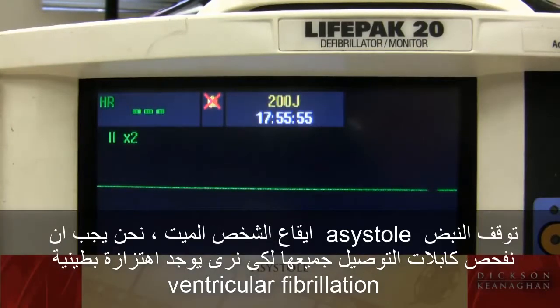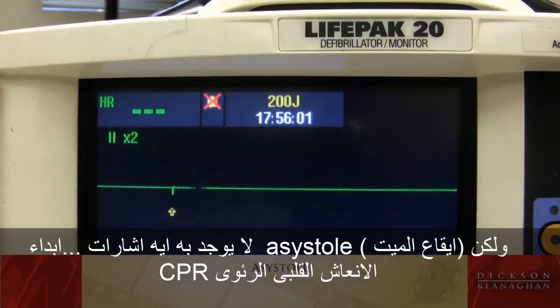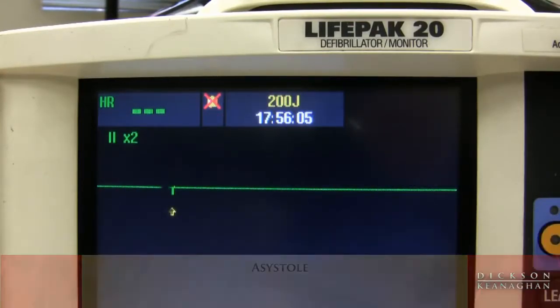Asystole, a deadly rhythm. We will check in more than one lead to see maybe it is VFib, but asystole, there's no rhythm. Start CPR.